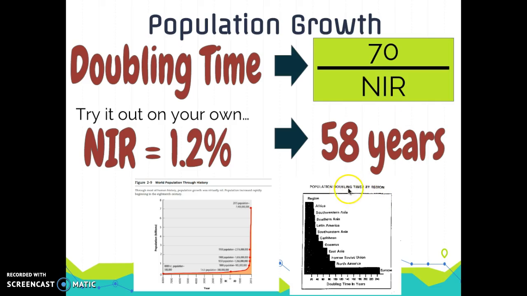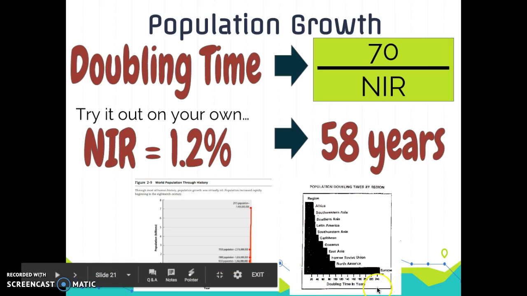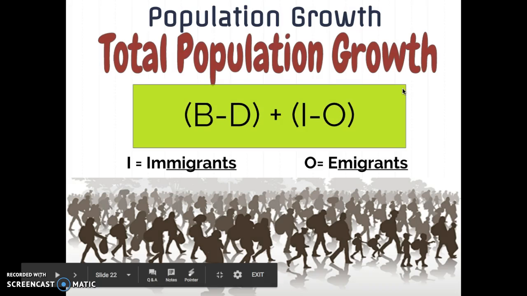And so again, scale matters, right? So population doubling times by region can be found here. And you can see that the doubling time in years for Europe is much, much, much longer than the doubling time for Africa. And this is because they have different rates of natural increase.